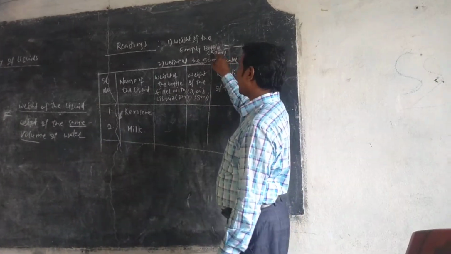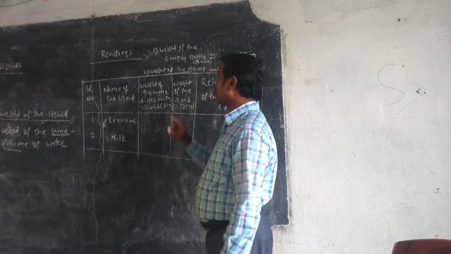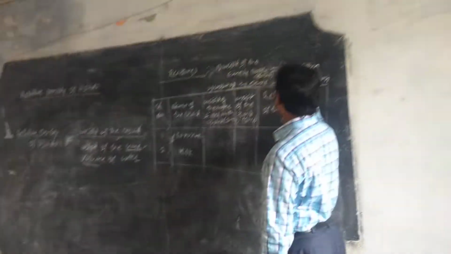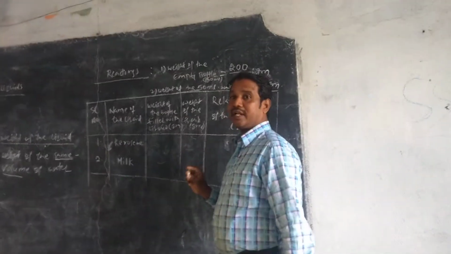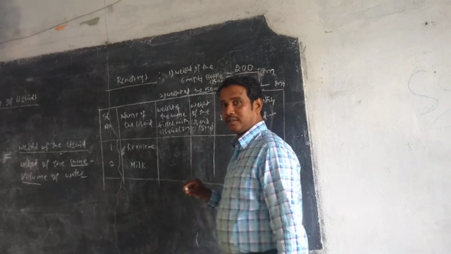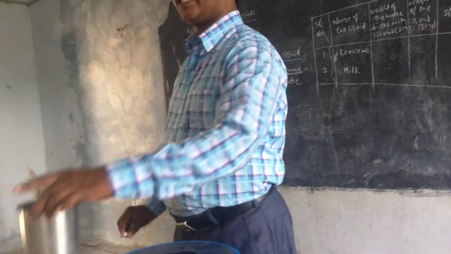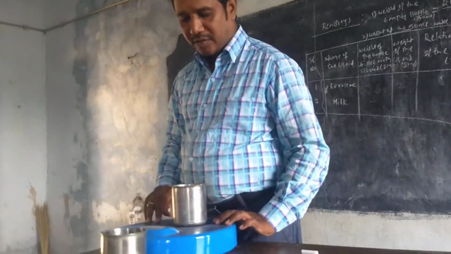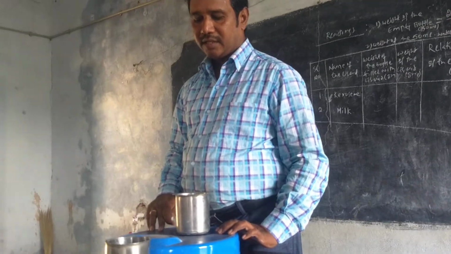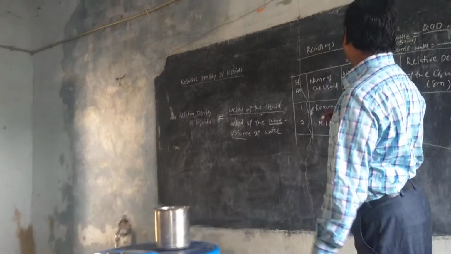So now it is 100 ml, so you have to write the 100 ml bottle weight. The weight of the empty bottle, in grams, is approximately 200 gram. Now I am taking the kerosene, the given liquid, and keeping it on the weighing machine. Now it is showing 350 gram.